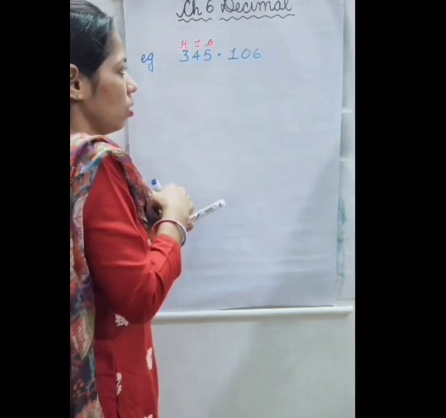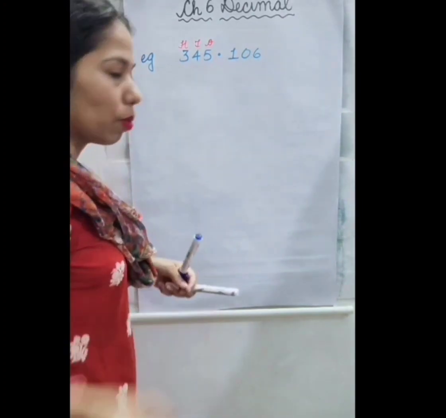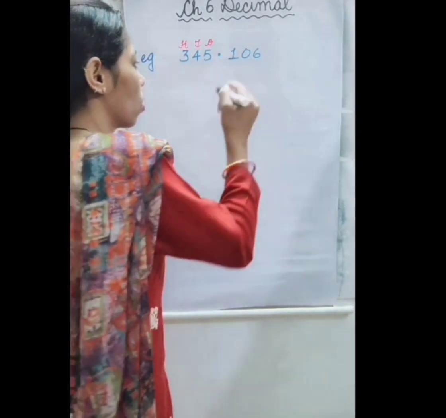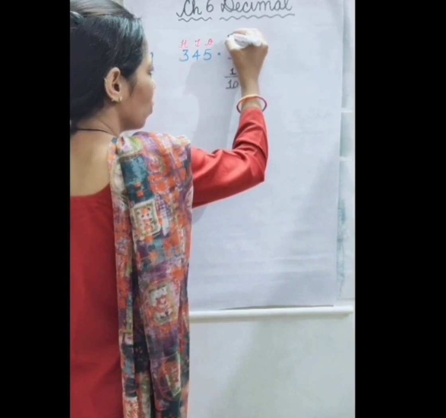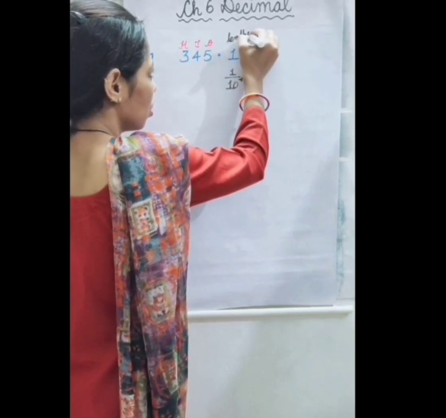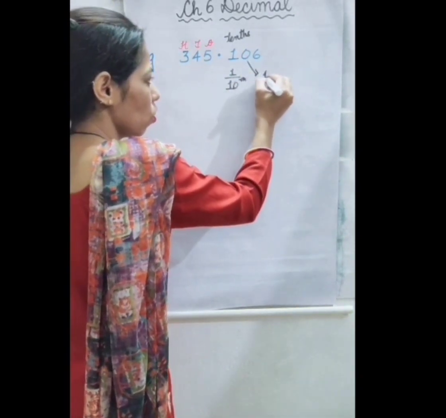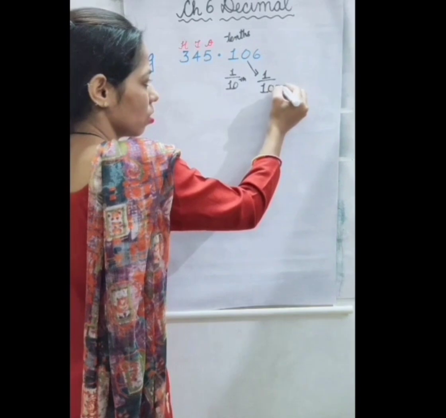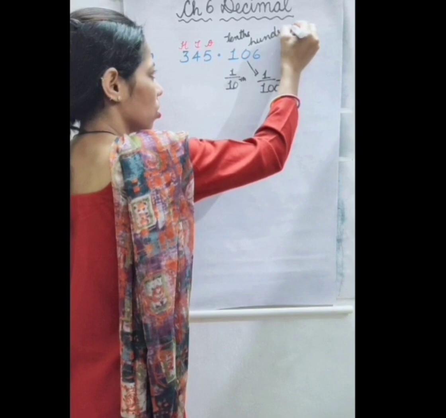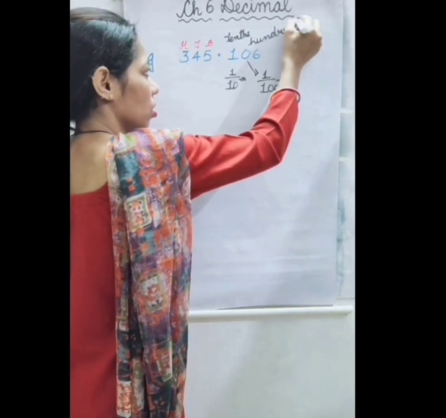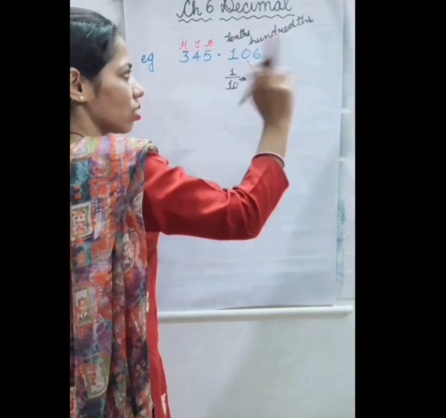But what about this side? In which place is this 1? This 1 is in the place of 1 by 10th, or we can say tenths. This 0 is in the place of 1 by hundredths, or we can say hundredths. Here it is 100, so this side is hundredths.